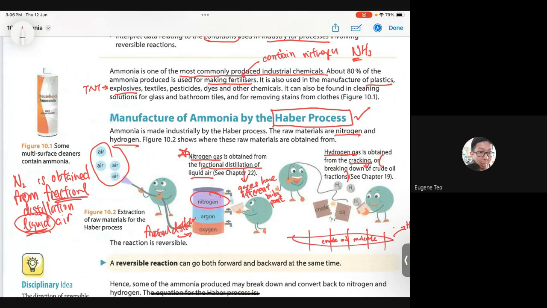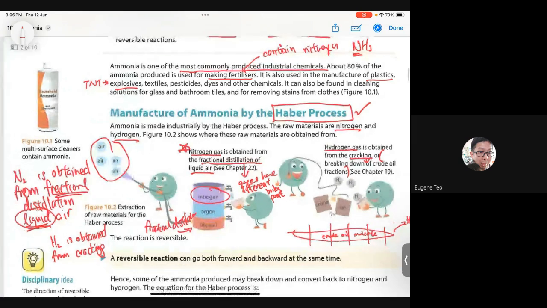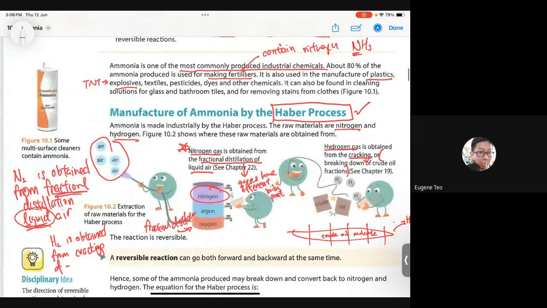The other one, hydrogen, is obtained from cracking of crude oil. So as of now, you're not very sure what exactly cracking is yet. You actually learn this only in Sec 4. So just take note of this. So H2 is actually obtained from cracking of crude oil. So for now, just learn this first. You will be able to get to this particular part when you reach Sec 4 near the end. You'll pick this up in Sec 4.